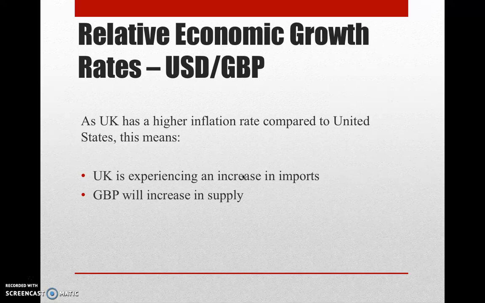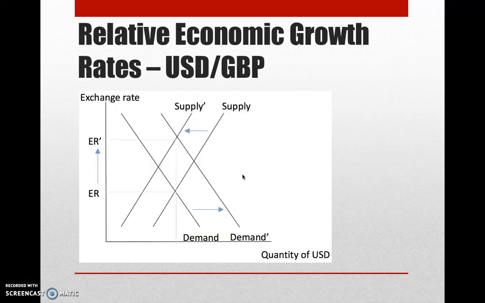Relative economic growth rates between USD and Great Britain pounds. Explained in the relative inflation rates, the United Kingdom had a higher inflation rate compared to the United States, which represents that the United Kingdom is experiencing an increase in imports. This indicates that the Great Britain pound will increase in supply. As we can see in the graph, the demand for the US dollar increases and the supply of the US dollar decreases.